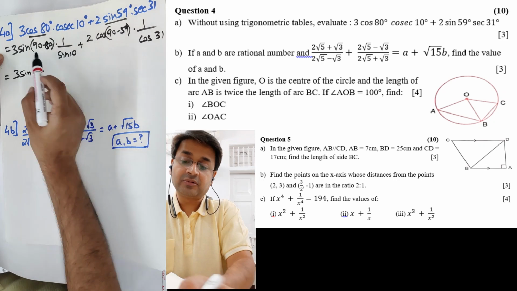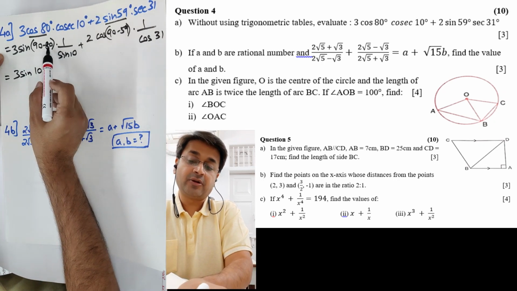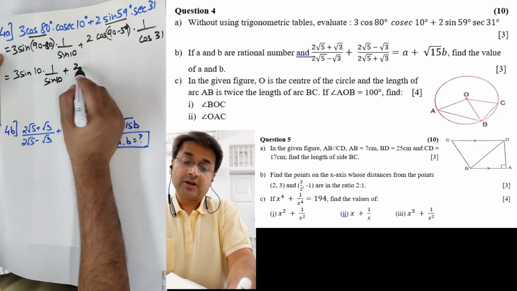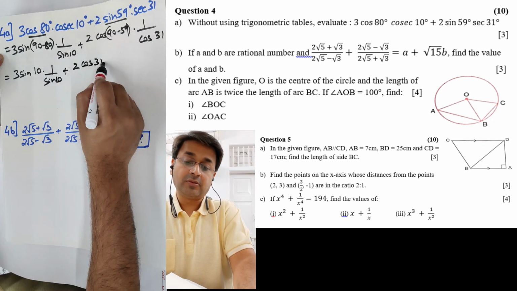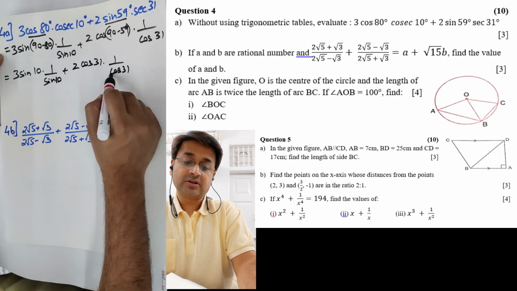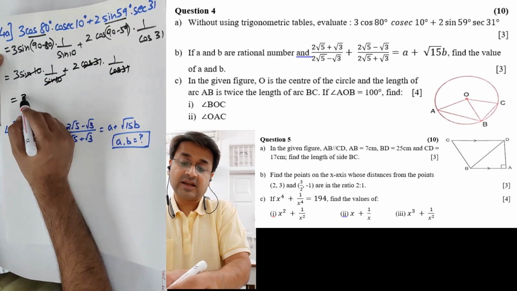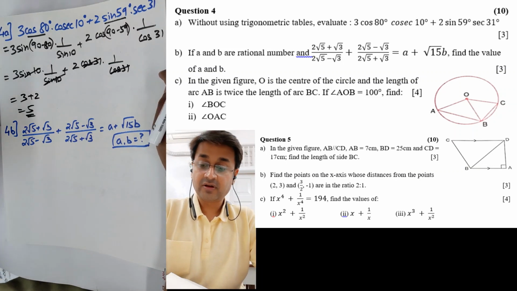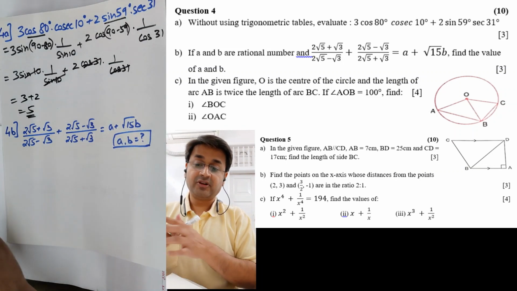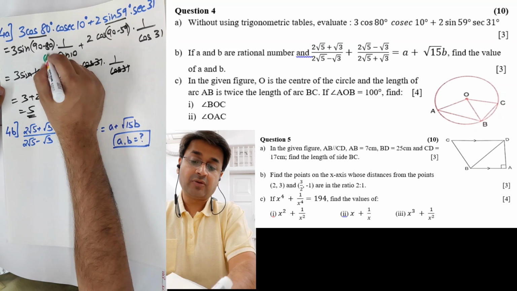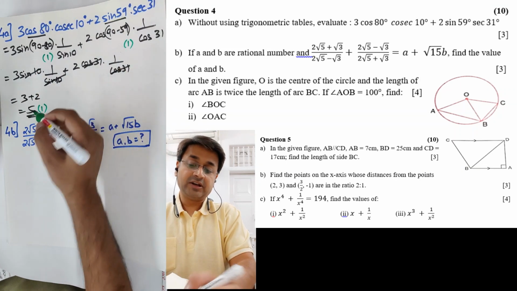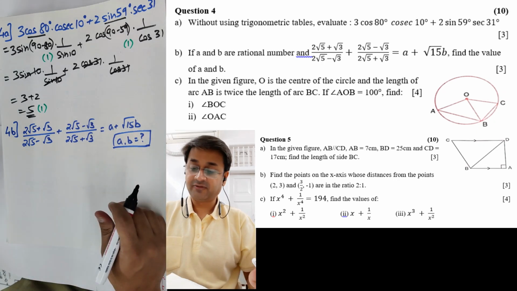So I will get 3 times sine 10. Okay, here I messed up. Only one should be changed, either sine or the number. Okay, 3 upon sine 10 plus 2 times cos 31 into 1 upon cos 31. This gets cancelled, this gets cancelled. What I get is 3 plus 2, which is equal to 5. Marking scheme, first 1 mark when you change any one of this, next 1 mark when you change any one of this, and final 1 mark for getting this.